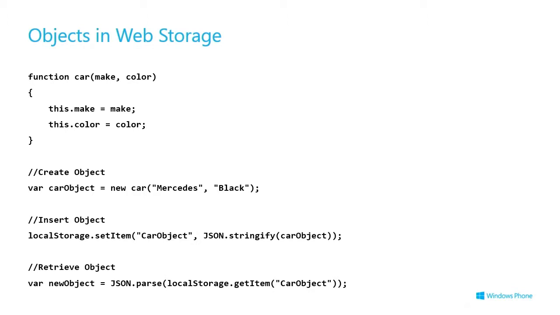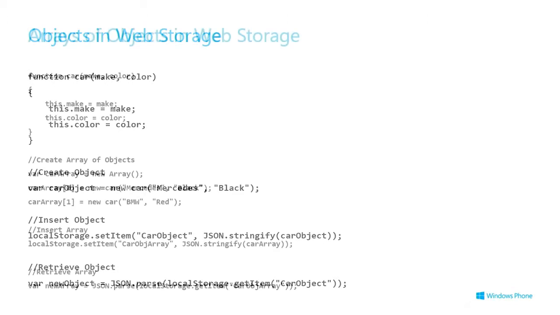Oh, but what if you want to do real objects? I mean, we've been talking about objects for the last 2 days now. Well, objects in JavaScript are kind of funky looking, but you can still do them. So here's my car object, and I have my constructor with my parameters to make and a color. And so I create a new car object, a black Mercedes, and then I use the same JSON.stringify to put that car object in and then pull it back out with parse.